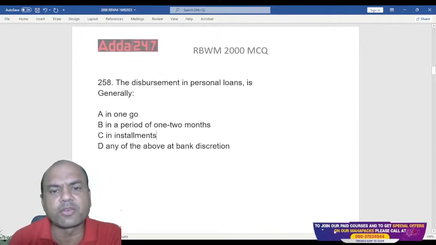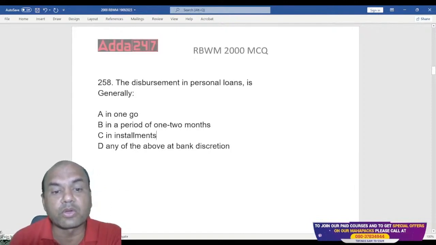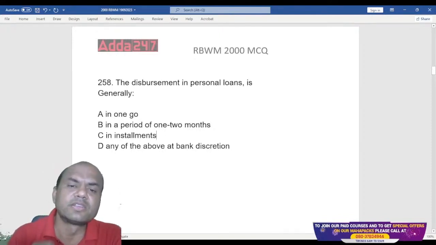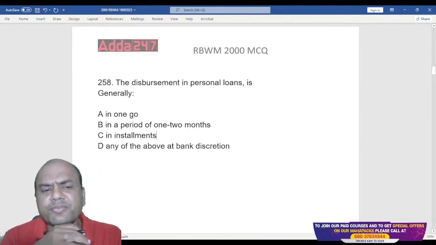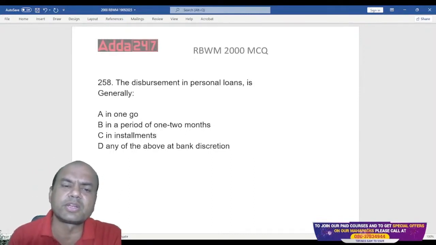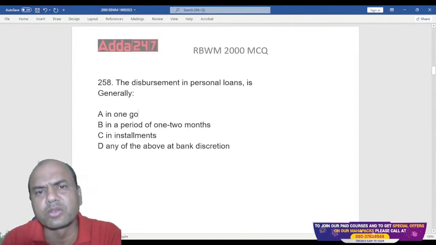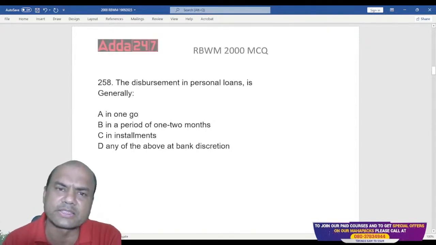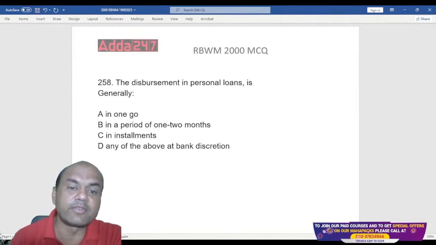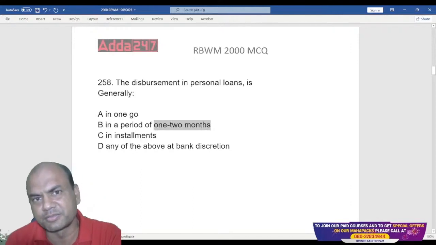The disbursement of a personal loan is generally in one go, in the period of 1 or 2 months, in installments, or any of the above at the bank's discretion. So, personal loan is disbursed how? In one go. One go means single installment. Suppose you want a loan of 4 or 5 lakhs, I'll give you 5 lakhs immediately. Or will I give it in 1 or 2 months? This month 1 lakh, next month 1 lakh.